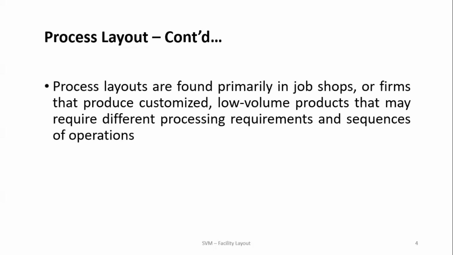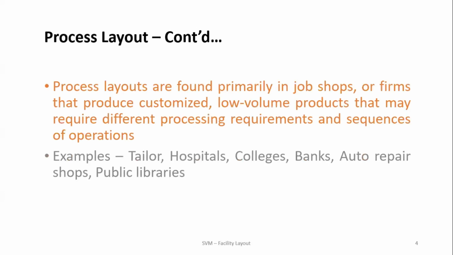Process layouts are primarily found in job shops or firms that produce customized, meaning tailor-made, low volume products that may require different processing requirements and sequences of operations. For example, tailor shops, hospitals, colleges, banks, auto repair shops, public libraries. These are all process layouts.